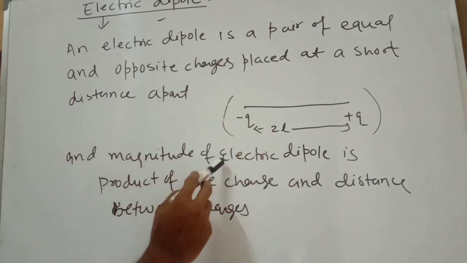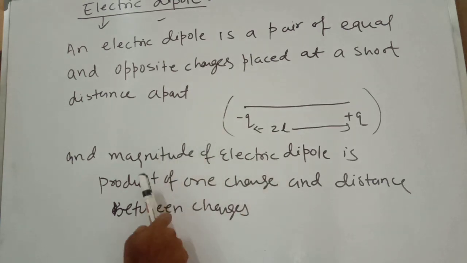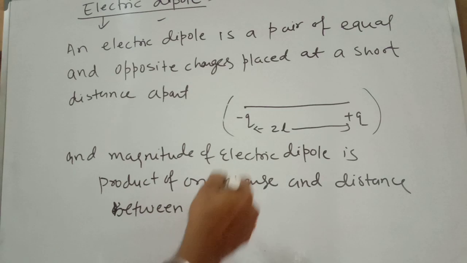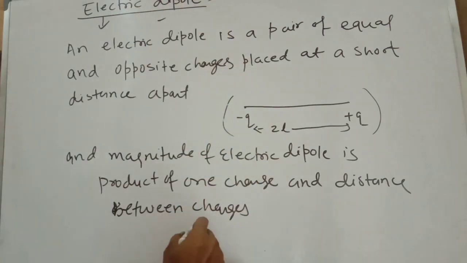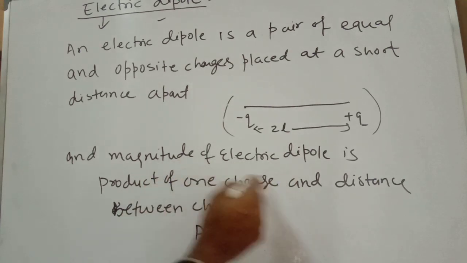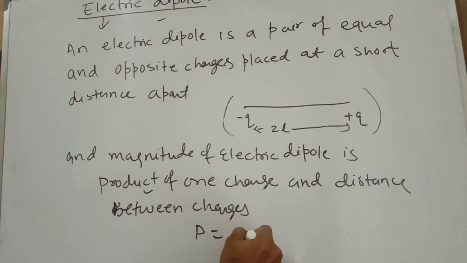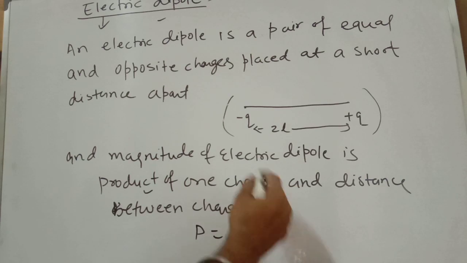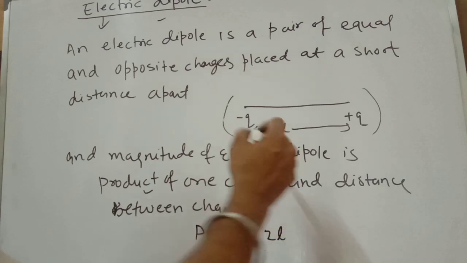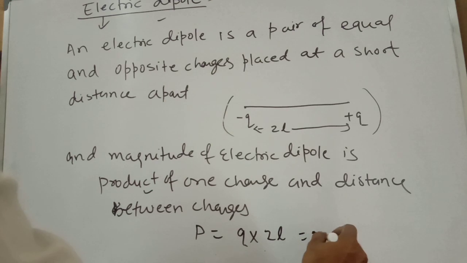How can you find the magnitude of electric dipole? The magnitude of electric dipole is the product of one charge. The symbol of electric dipole is P. So you can write P equal to the product of one charge, that is q, and the distance between them. The distance between them is 2L. So P equal to 2qL. This is the magnitude of electric dipole.